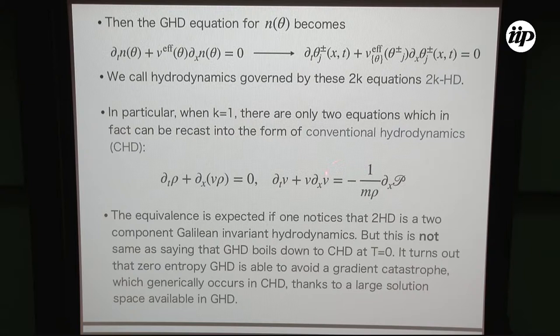But this is not saying that GHD boils down to the conventional hydrodynamics at zero temperature. So in fact, it turns out that the zero entropy GHDs can avoid gradient catastrophe, or the development of very sharp structure, which generally exists in conventional hydrodynamics, thanks to a large solution space available in GHD. So you might wonder what I mean by this large solution space in GHD. So let me clarify this point by a concrete example.